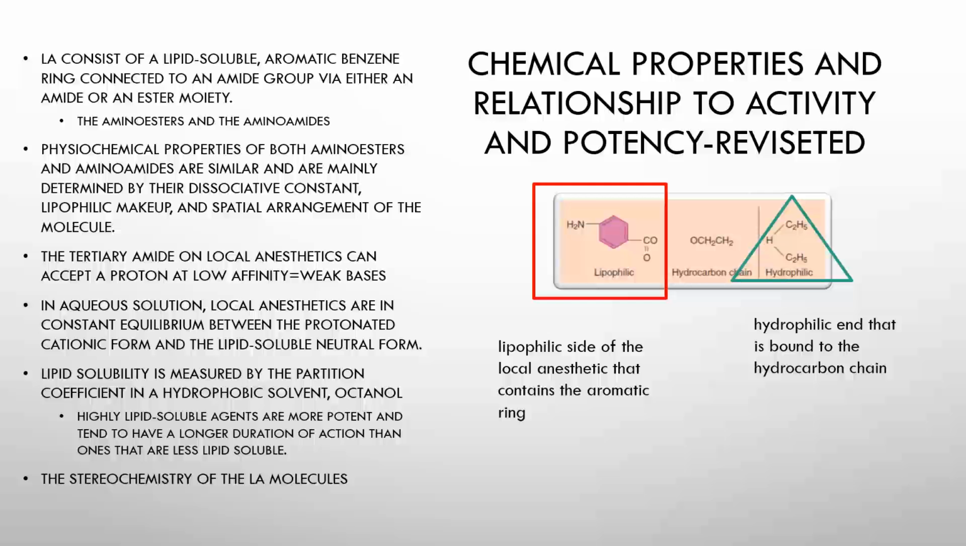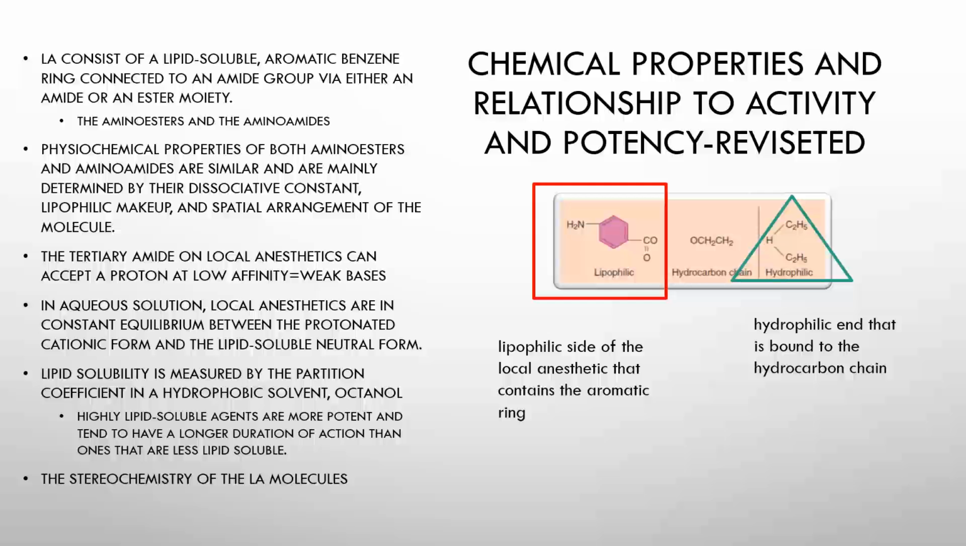Esters are hydrolyzed by plasma cholinesterases, and aminoamides are degraded by hepatic carboxylesterases or cytochrome P450s. Some metabolites of the amino esters, like para-aminobenzoic acid, PABA, can induce immunologic reactions and are responsible for the slightly greater incidence of allergic reaction associated with the esters. Other than these characteristics, physiochemical properties of both amino esters and amides are very similar and are really determined by their dissociation constant, lipophilic makeup, and spatial arrangement of their molecules.